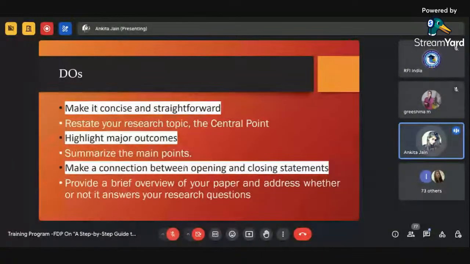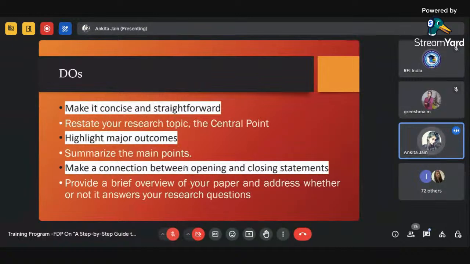Whatever you have said in the beginning should come in the closing statement as well. Your paper's title should match your conclusion. If it is matching your introduction, it should also match your conclusion. Whatever you have said in your objective should be matched in your conclusion. Provide a brief overview of your paper and address whether or not it answers your research question.